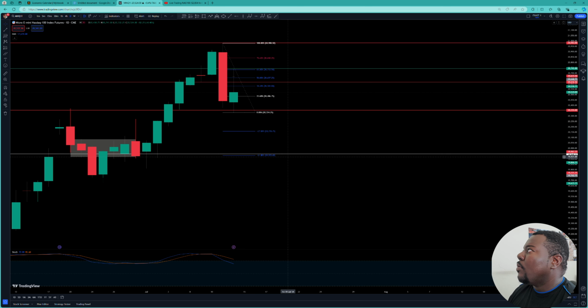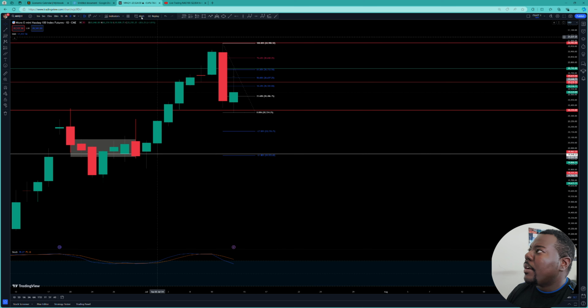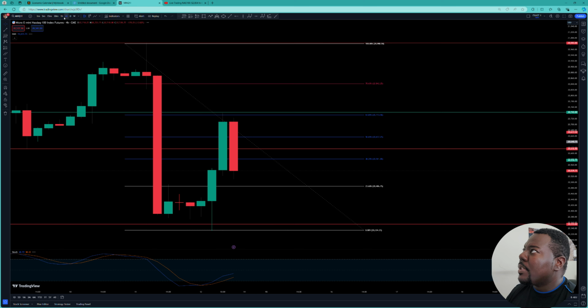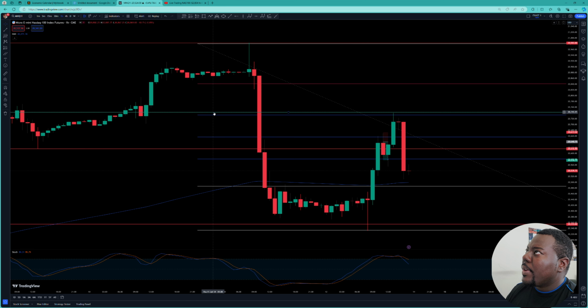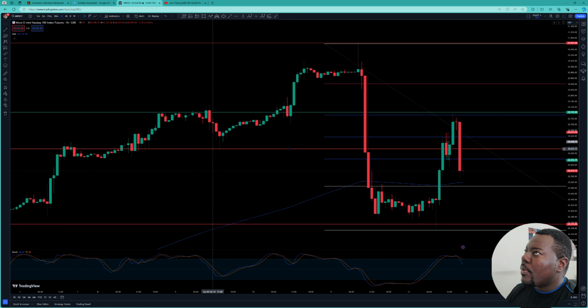Right now, if we come down to the 4 hour and the 1 hour, we do see that price did break structure here. So we have these lows that were broken and a lower low was created, and we have this lower high created here from the all-time high.